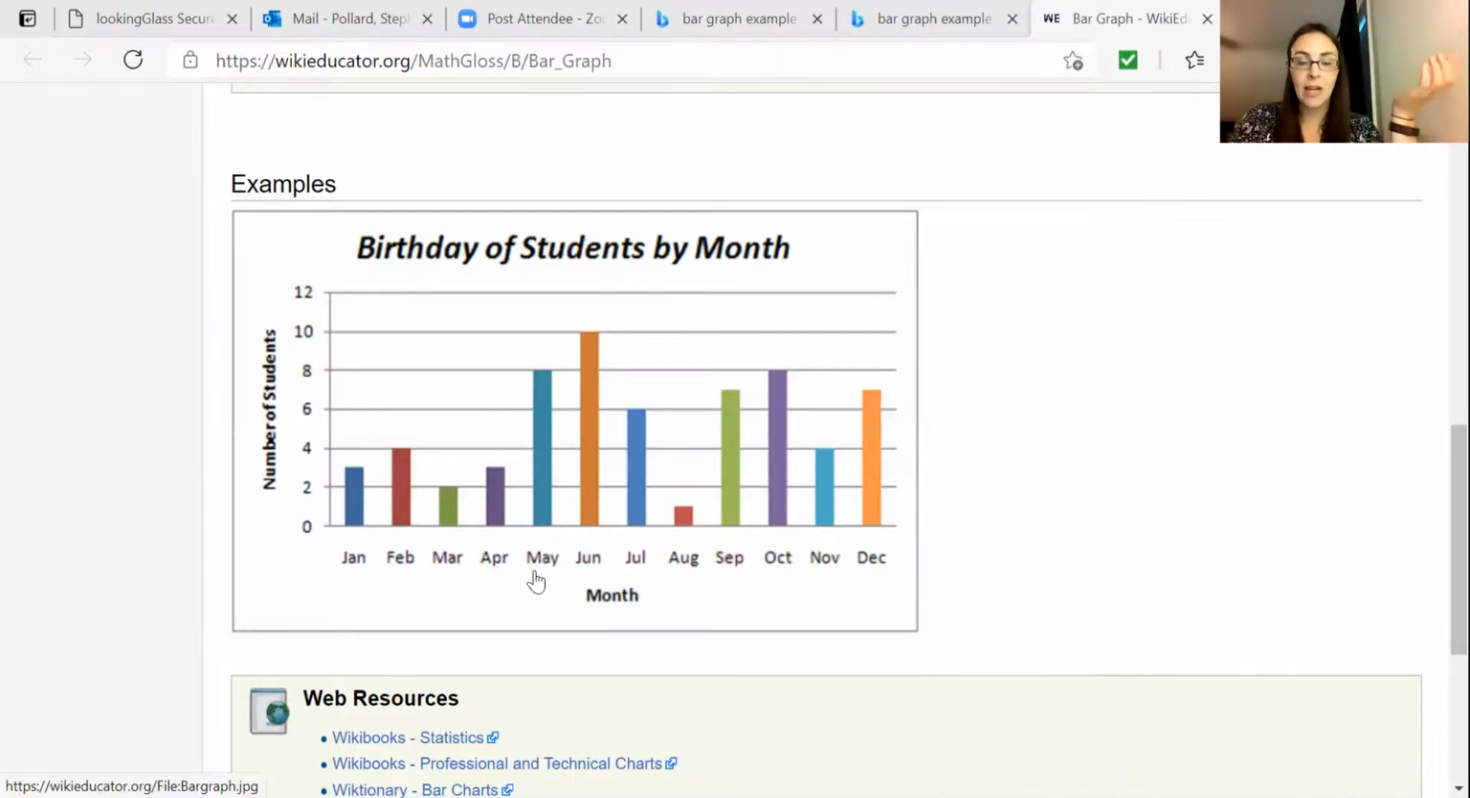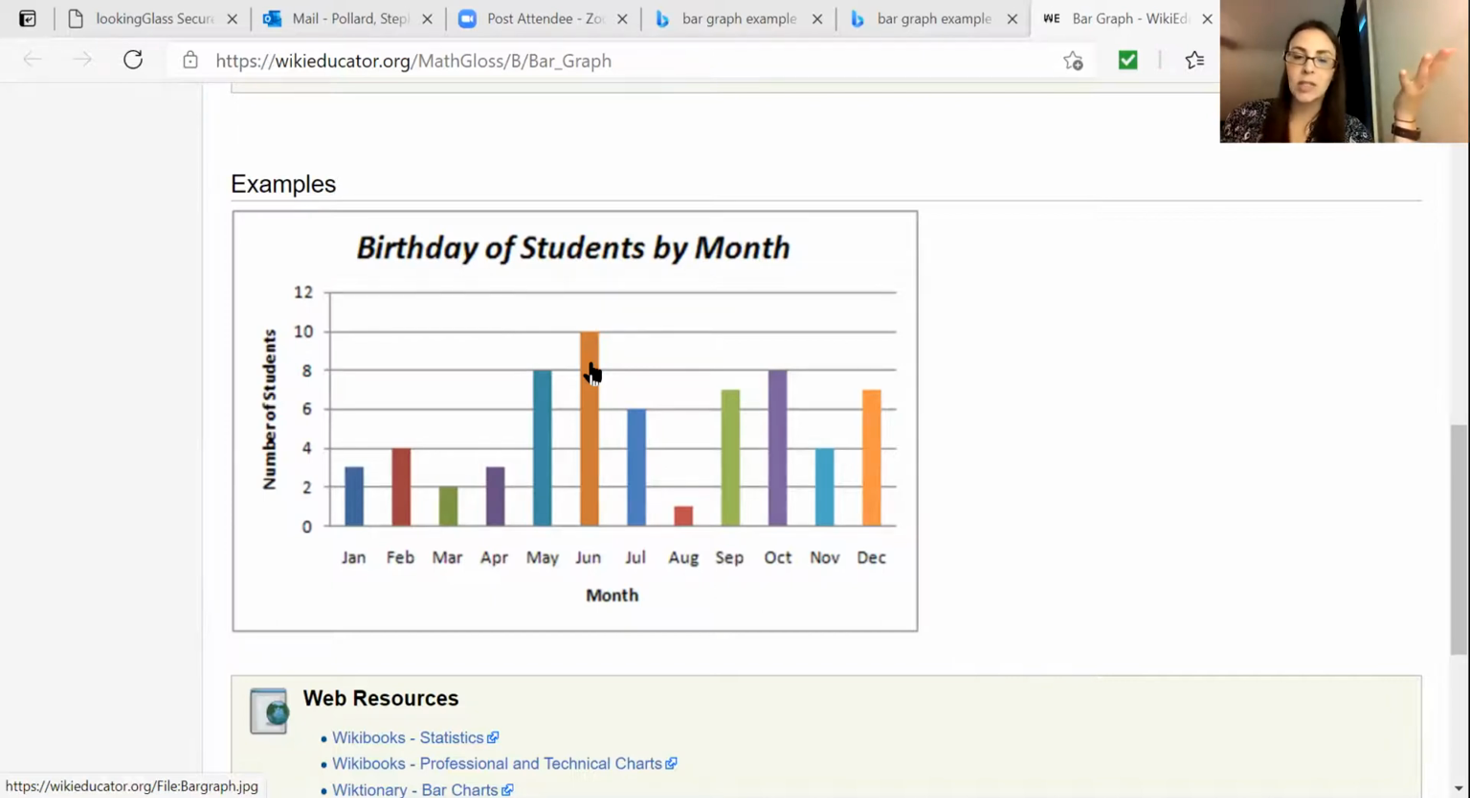So if I look at May here, I can see that May bar goes to this line right here. And if I scroll over, I see it matches with the number 8. So what that means is that 8 students had May birthdays. If I look at June and I look at the height of that bar, again, I see the height matches over with the number 10, and that means that 10 students had June birthdays.